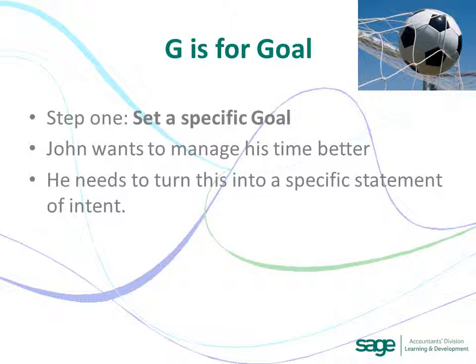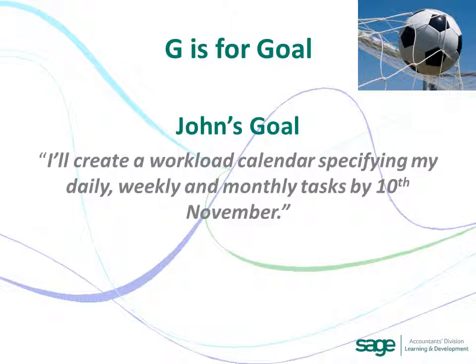The first step then is G for goal. He needs to set a specific goal. John wants to manage his time better, and he needs to set out a specific statement of intent. So in John's case, his goal would be, I'll create a workload calendar specifying my daily, weekly and monthly tasks by the 10th of November.